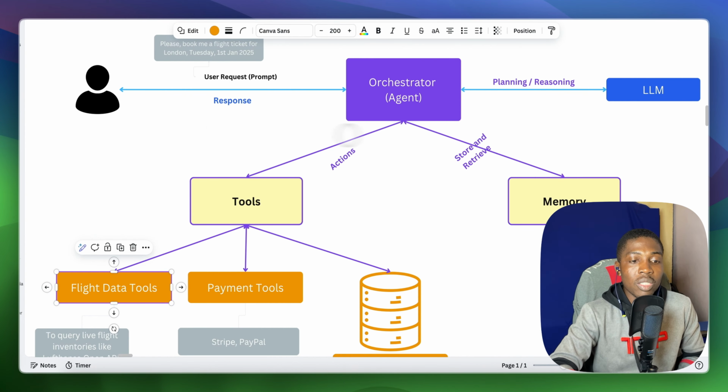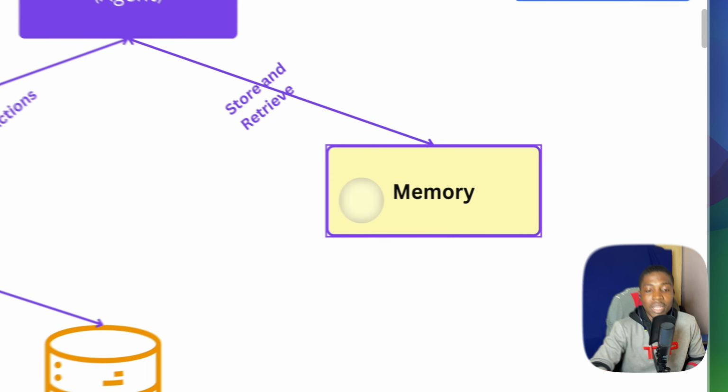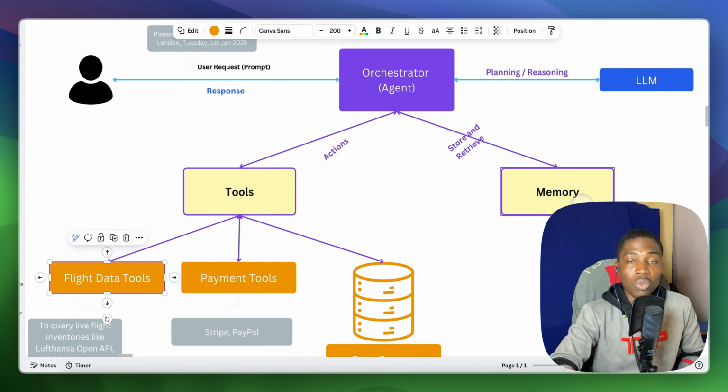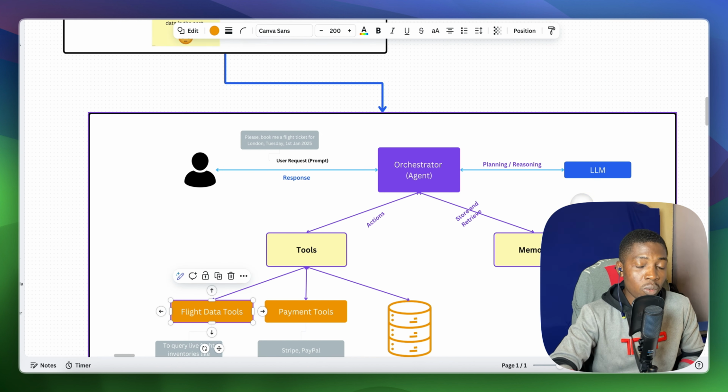Okay, now this information needs to be stored somewhere in the memory, because maybe later on you will need that information for further use. So this is what the AI agent can do.